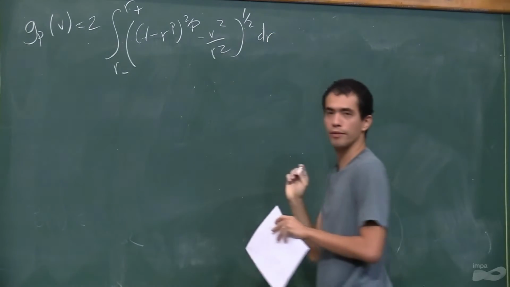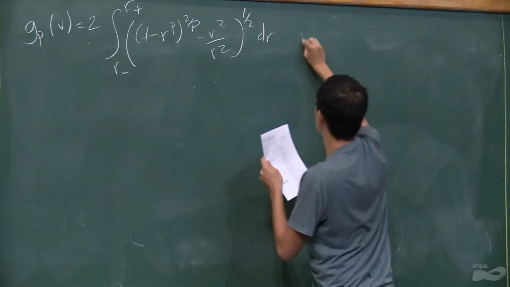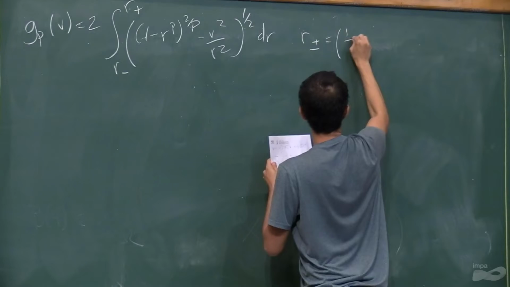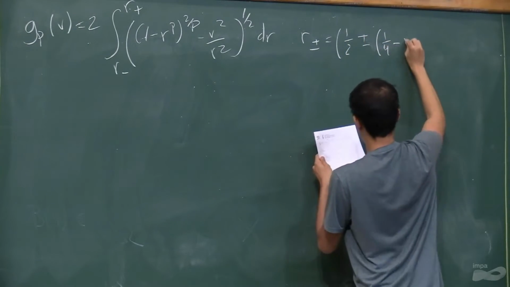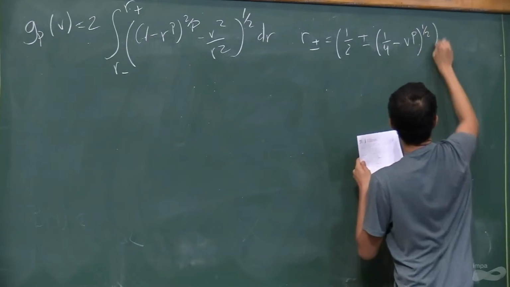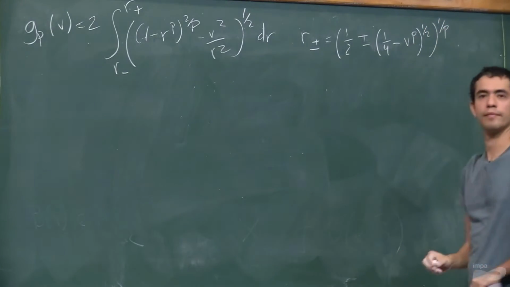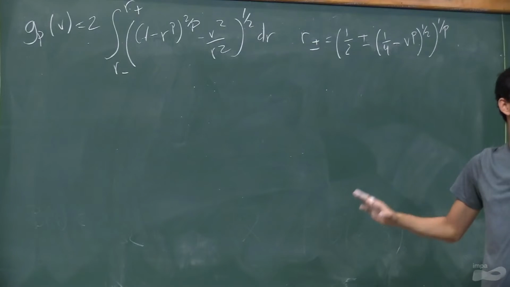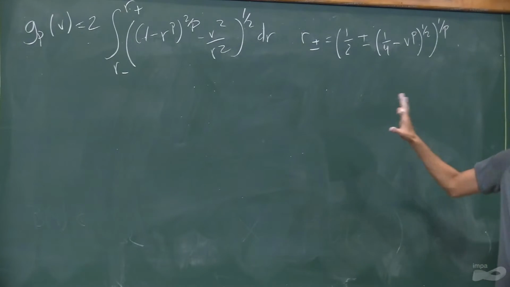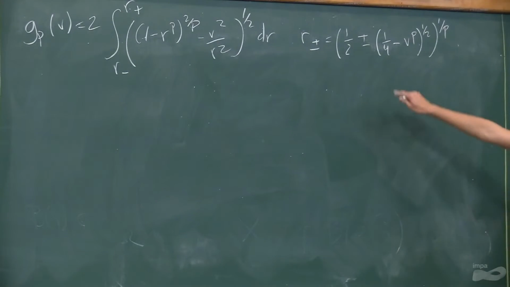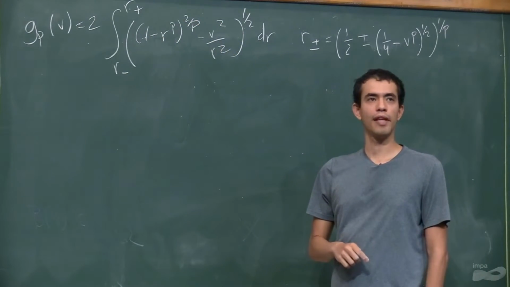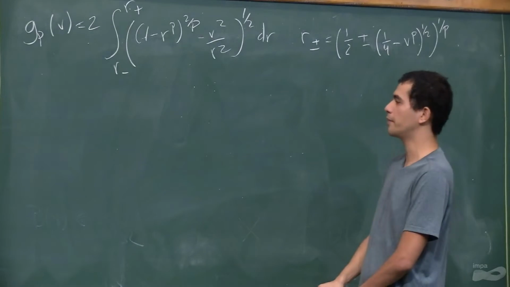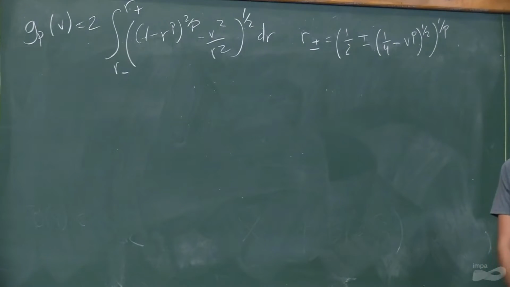So this is the integral, where the bounds of the integral are 1/2 plus or minus the square root of 1/4 minus v to the p, to the 1/2, to the 1 over p. It doesn't really matter what the formula is, but I want to show it to you. And these are the zeros of the integrand. You'll see when I explain the proof why we get the zeros of the integrand. But it's this formula.